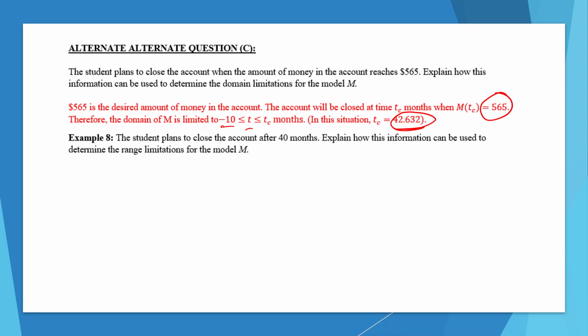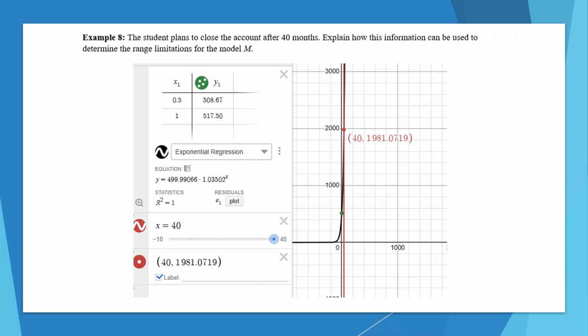This number is something that I would actually want to see on the semester summative for this type of question. So try example 8. The student plans to close the account after 40 months. Explain how this now is used to limit the range, so kind of the opposite direction. And here, I would use Desmos. So if you plug it in Desmos, we have our exponential regression here. You plug in x equals 40. We get this point here.